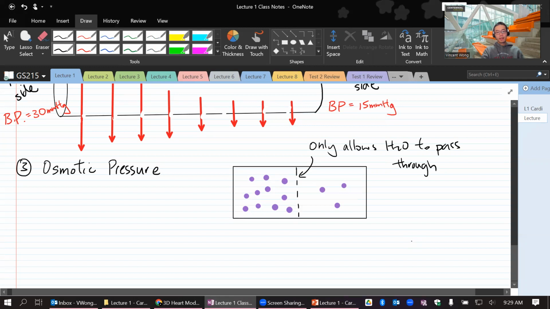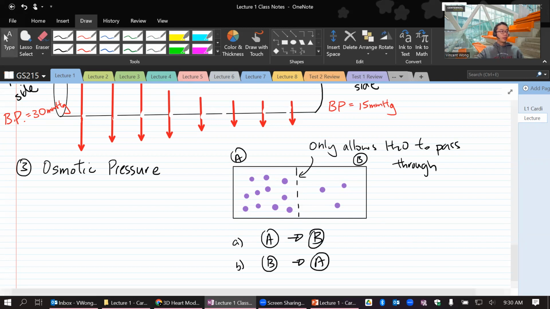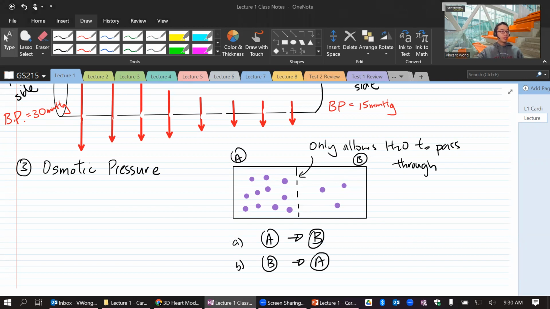Okay. So obviously you have a high concentration here on the left with all these purple solutes, and then you have a low concentration here. So my question to you is, let's call this A, let's call this B. Will the water move from chamber A to chamber B, or chamber B to chamber A? What is going to happen? Please let me know in the poll. If I leave this alone, which way will water move? From A to B or B to A?